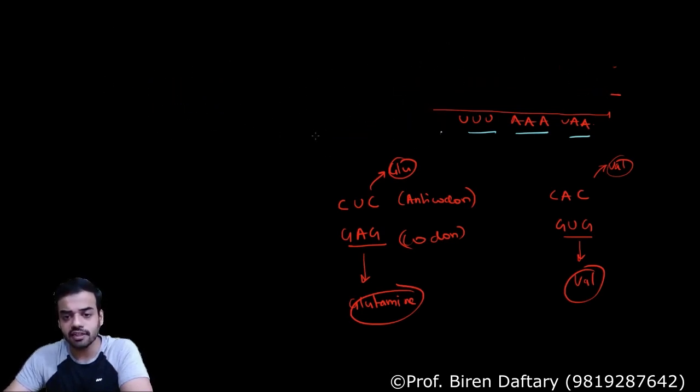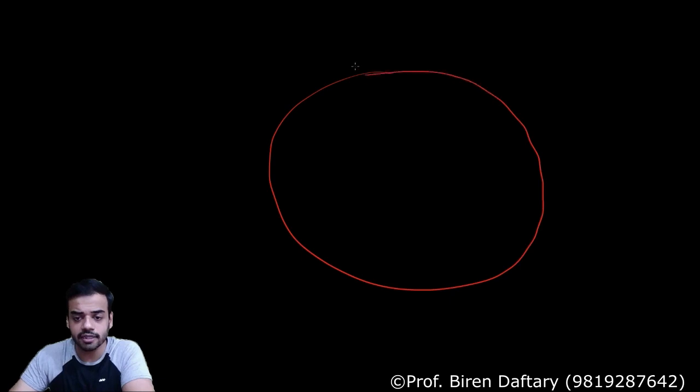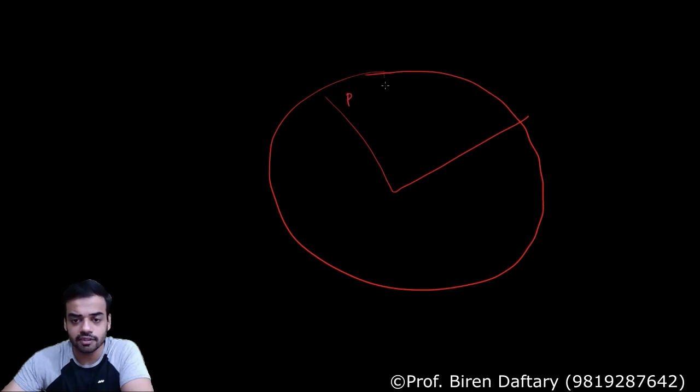So the first thing that I forgot to mention when I was teaching transcription is that transcription occurs in the G1 and G2 phase. Okay, so you know about the cell cycle. Suppose I draw it like this, then this is the mitosis phase, in which there is prophase, correct? There is metaphase, correct? There is anaphase, and there is telophase, cytokinesis.